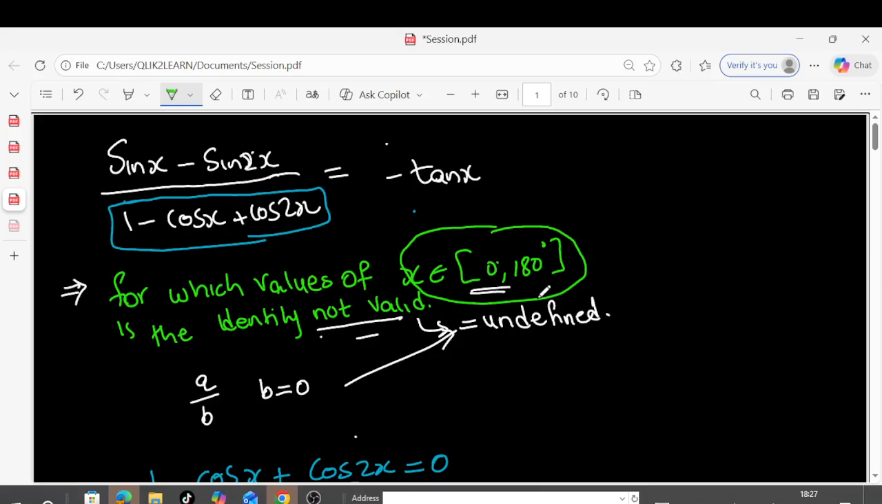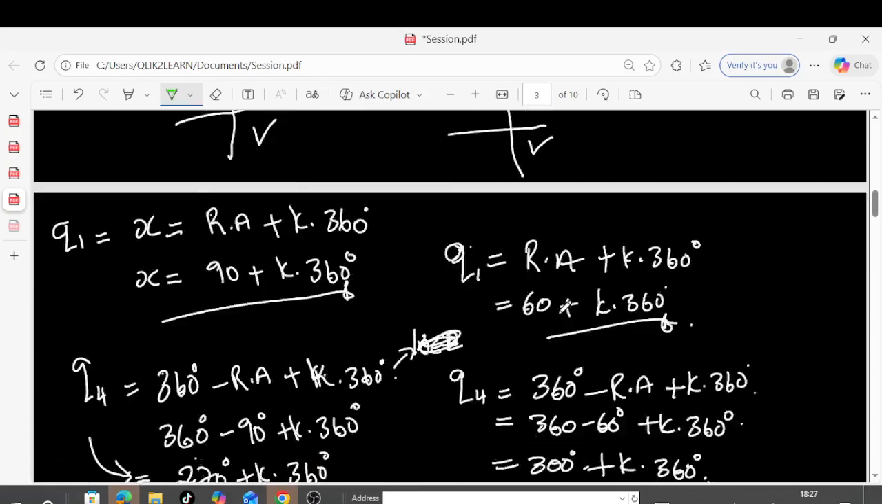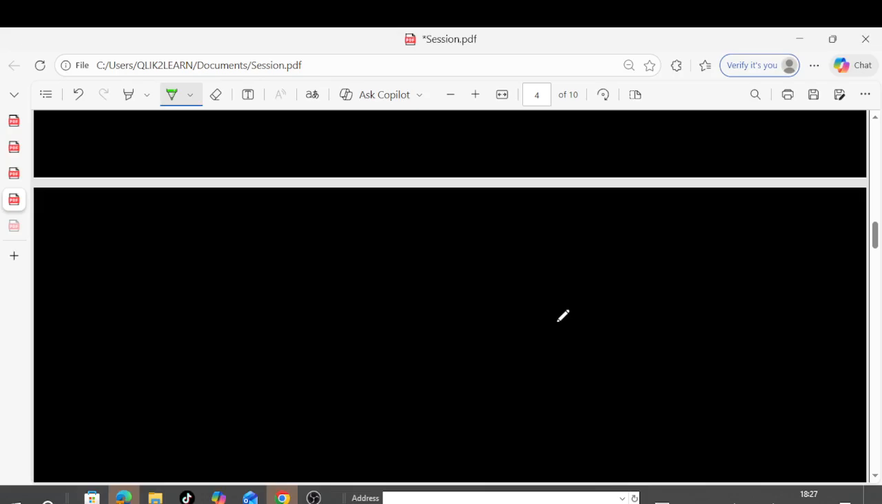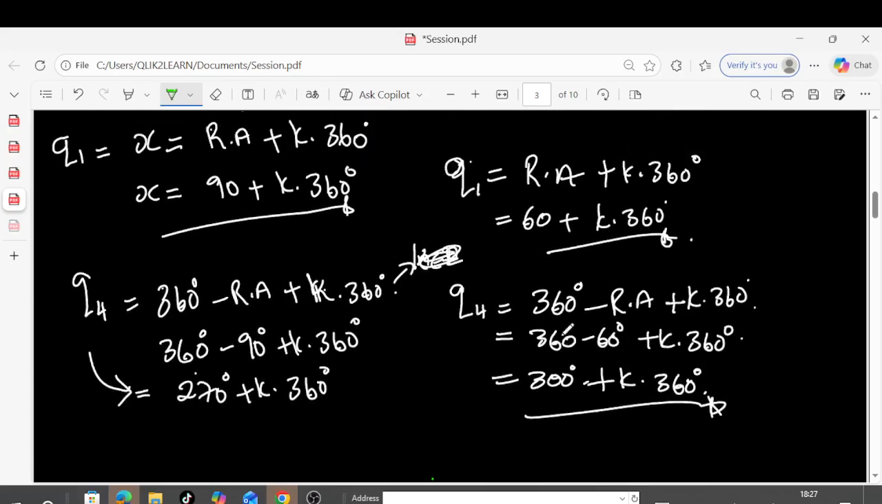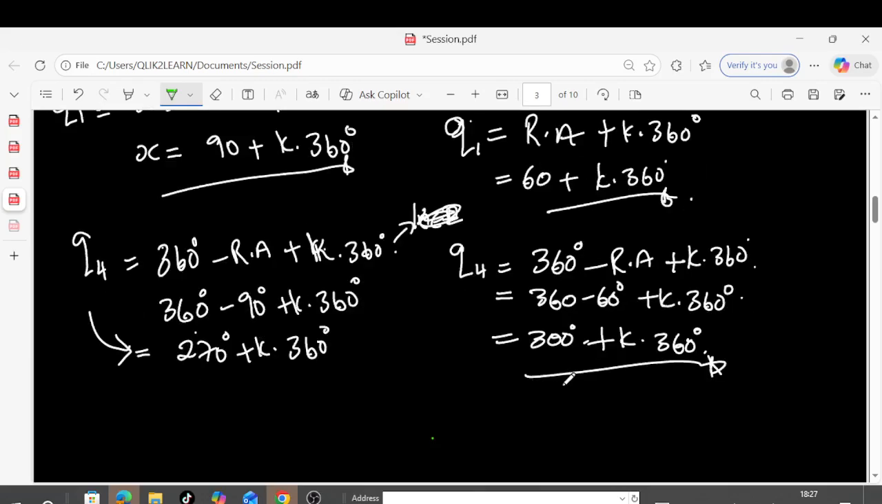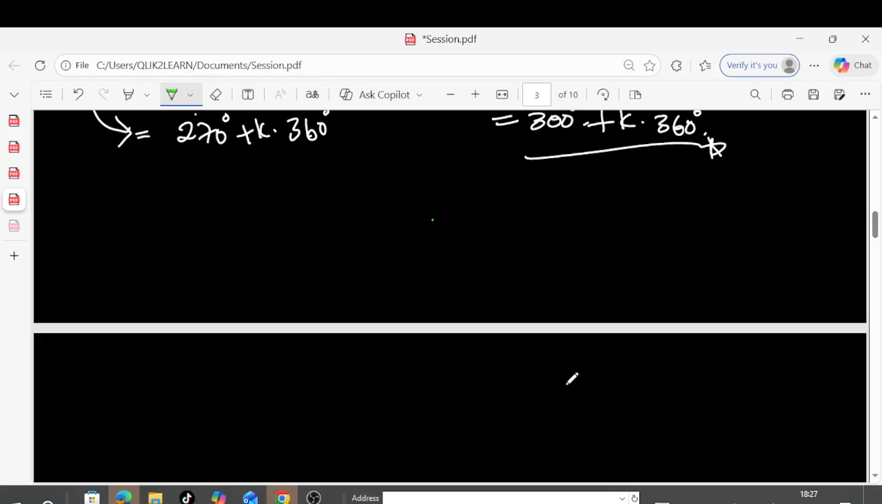Okay. x must be an element of 0 to 180. Guys, I'm just going to give you instructions on what to do. You're going to substitute the following values.